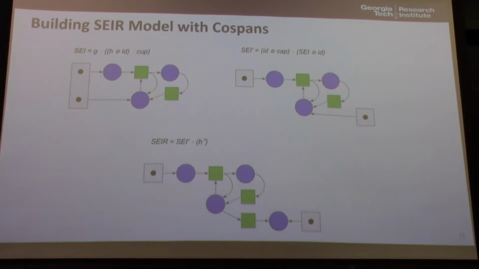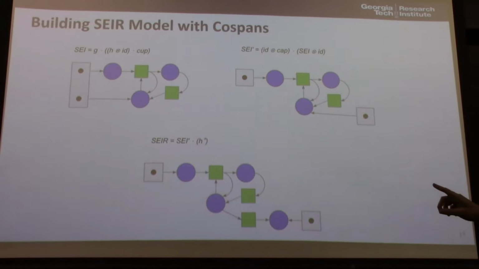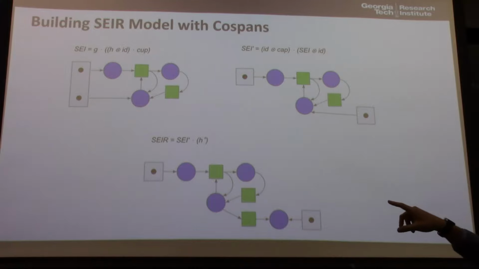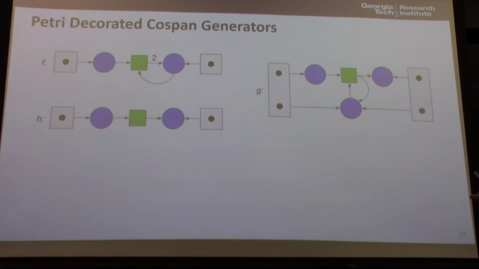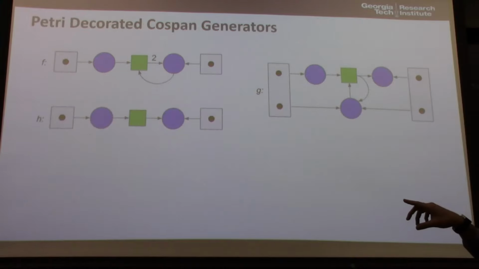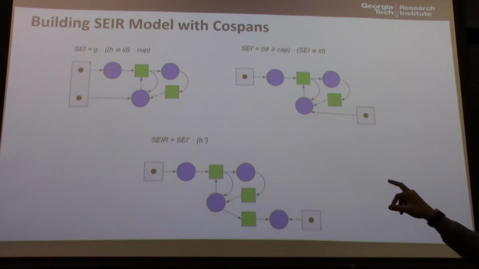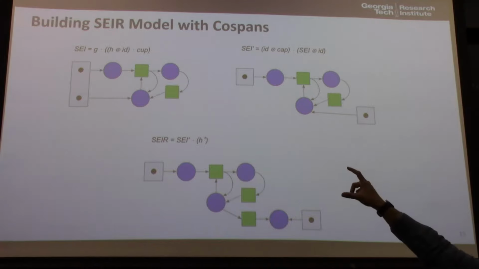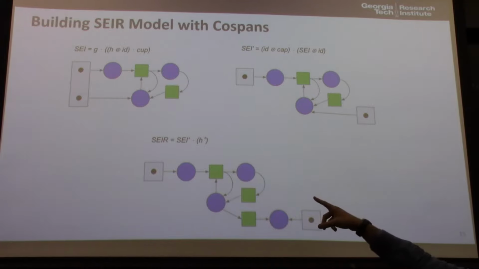So you start out, and it's G times H tensor identity times cup. And what does it do? It adds the exposed progresses to infected. This rightmost transition, what I've labeled here as T2. So G times H tensor identity times cup adds this transition.